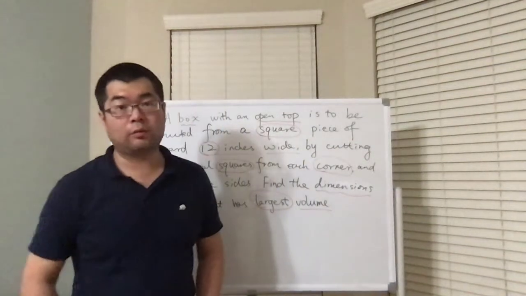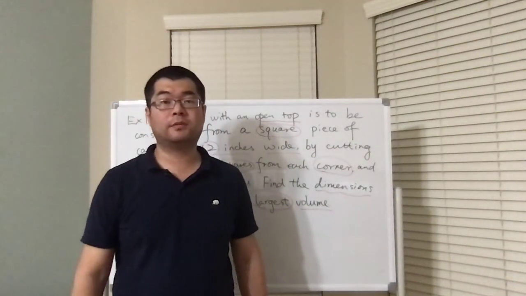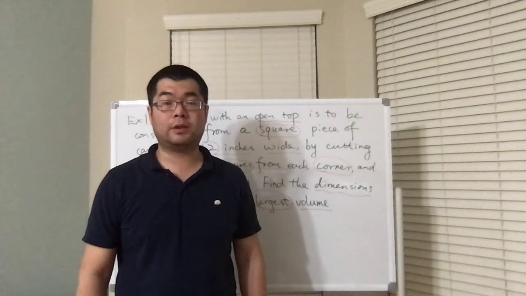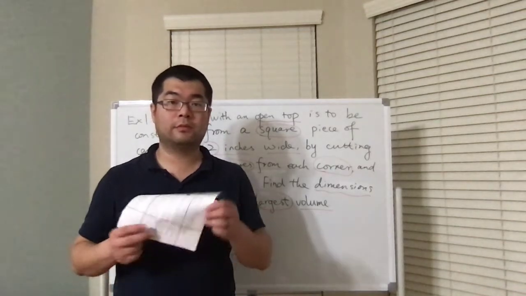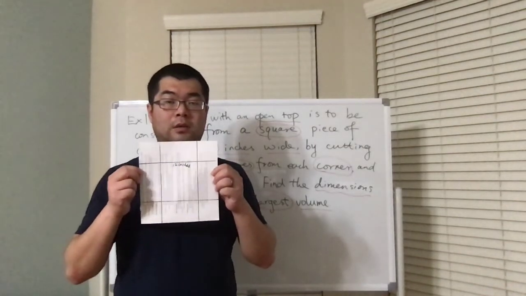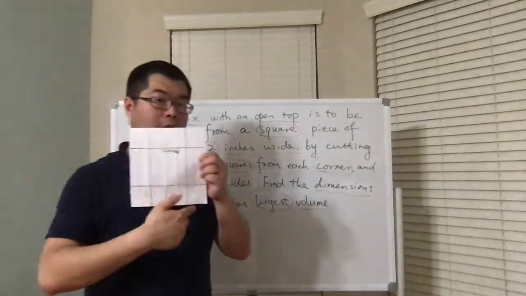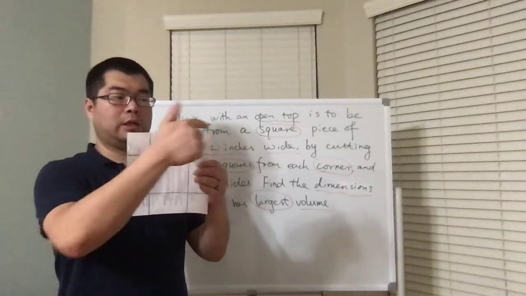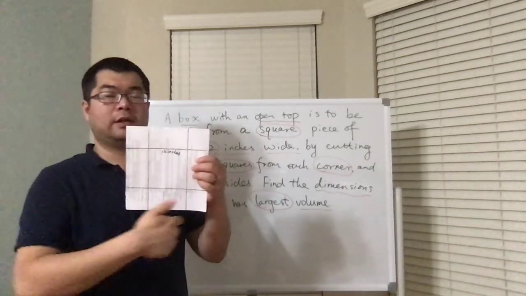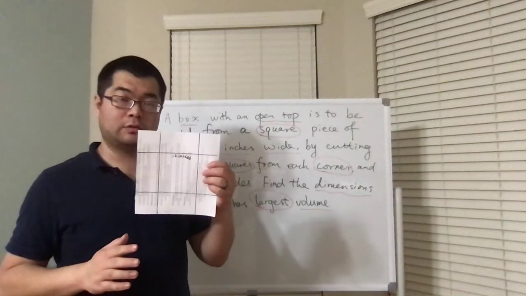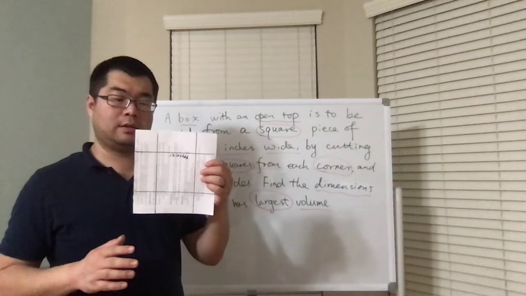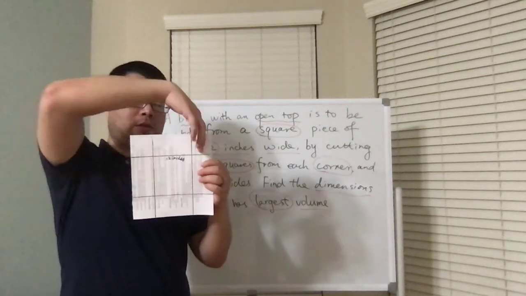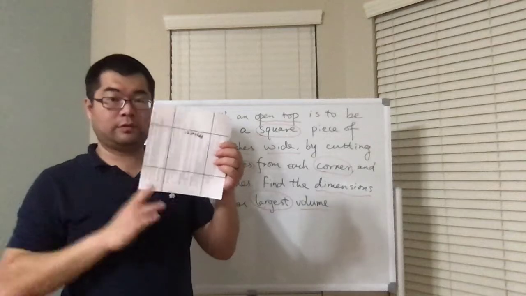Welcome back. So after we read the problem 3 times, I actually prepared the drawing for you, which is here. So this is a square cardboard, and the length of each side is 12 inches. And then I started to cut the squares from each corner.